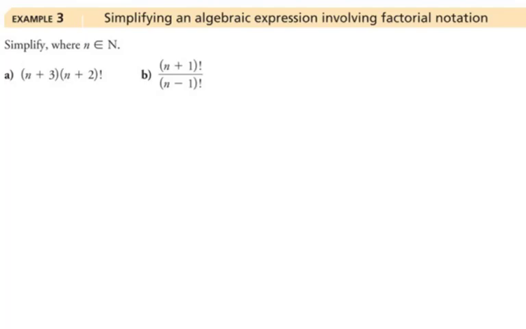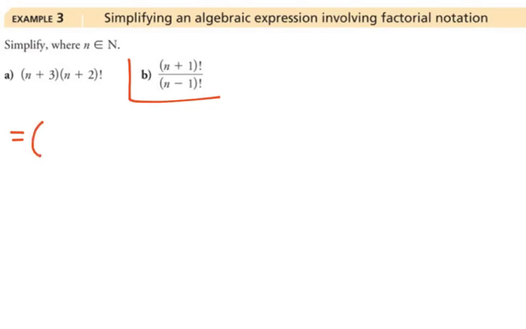So in this example here, we actually go away from numbers and start dealing with variables. And you're being asked to simplify each of these expressions. So to do that, we actually need to take into account the definition of what a factorial is. So in A, we have (n plus 3) times (n plus 2) factorial.